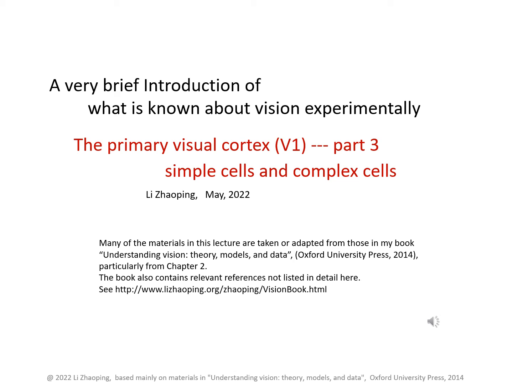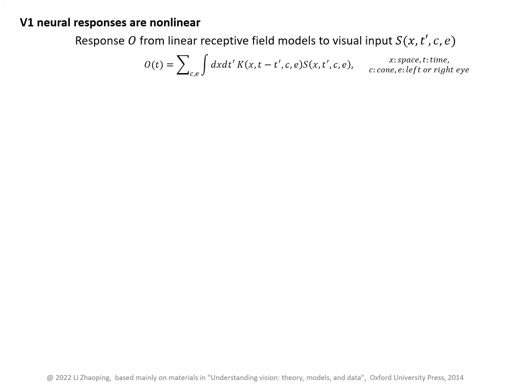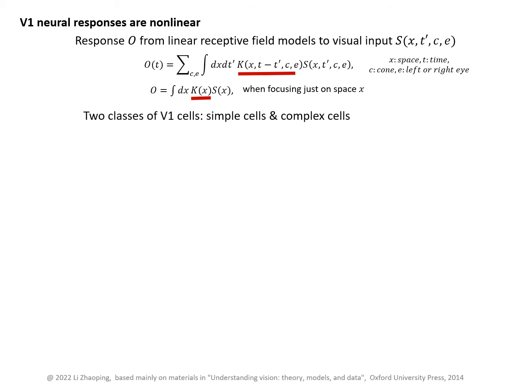The primary visual cortex, V1, Part 3: Simple cells and complex cells. So far, we have spoken about V1 neurons' tunings to input features such as orientation, scale, color, motion direction, disparity, as if the neurons are linear, with a filter or kernel K. But in fact, V1 neural responses are very nonlinear functions of visual inputs.